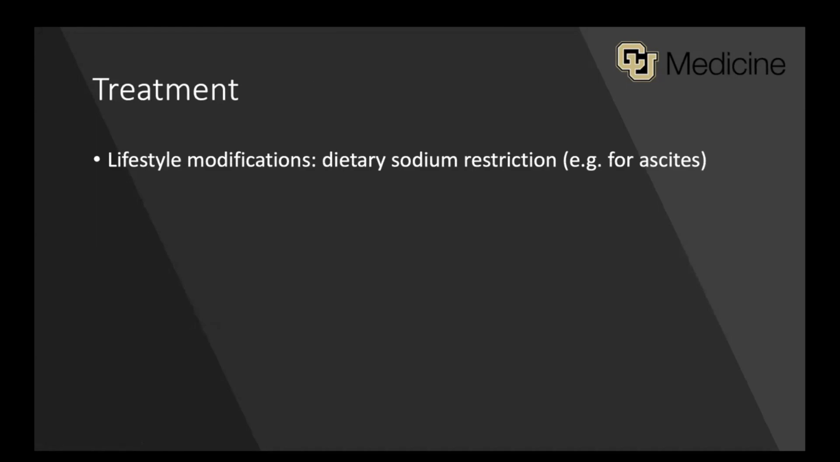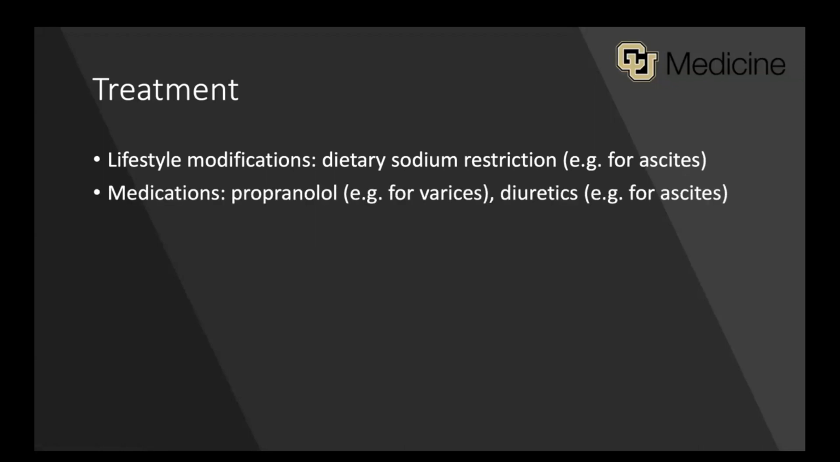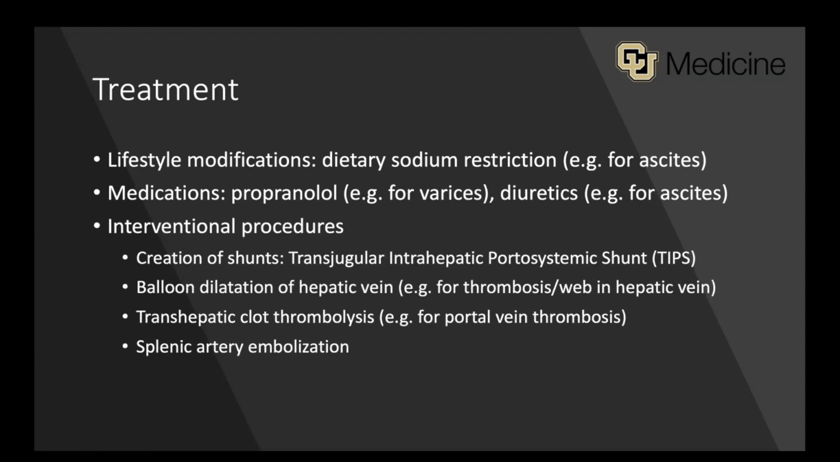Treatment for this, you can start with lifestyle modifications, dietary sodium restriction, especially for ascites, medications such as propranolol or diuretics. And you can also use interventional procedures. So we can create shunts, namely the most common one you see is called a TIPS, transjugular intrahepatic portal systemic shunt. There are also DIPS, and there are also mesenteric direct shunts as well. You can do balloon dilatation of the hepatic vein. This is particularly done for Budd-Chiari syndrome.